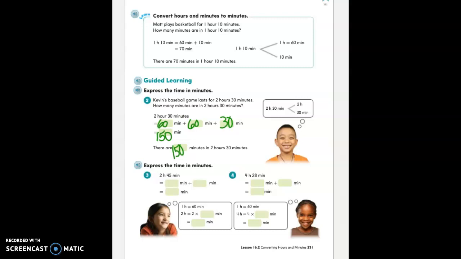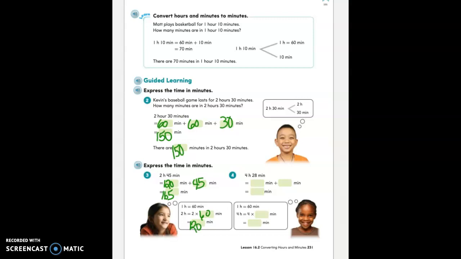Now it says to express the time in minutes. I know that 2 hours is going to be 120 minutes, so that's what it's asking me right here. So I'm going to put 120 here plus 45 minutes. That's going to give me 165 minutes. For 4 hours, I can use this right here. It says 1 hour equals 60 minutes, so 2 hours equals 2 times 60, and that's going to give me 120.